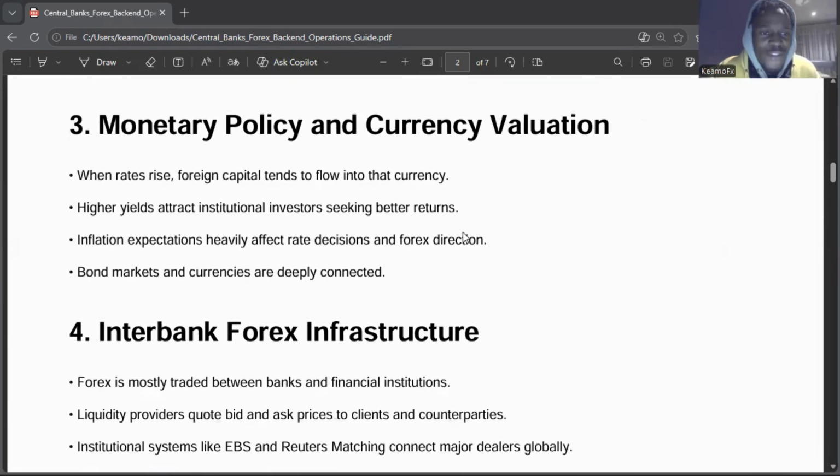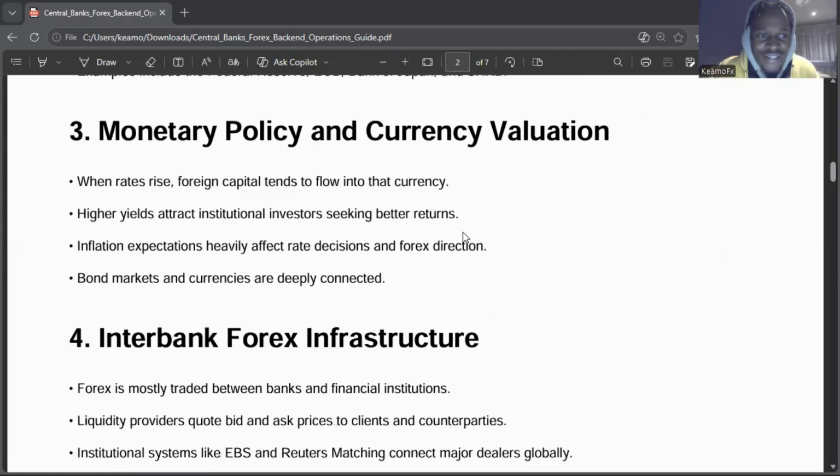Moving on to monetary policy and currency valuation. When rates rise, foreign capital tends to flow into that currency. For example, if we get a headline that says the president of Europe says there's going to be new jobs and new investments, that sounds nice to the investor. So investors will want to invest more into that currency, meaning a lot of volatility is to be expected for that specific euro pair.